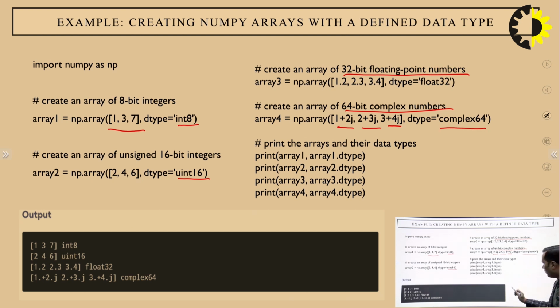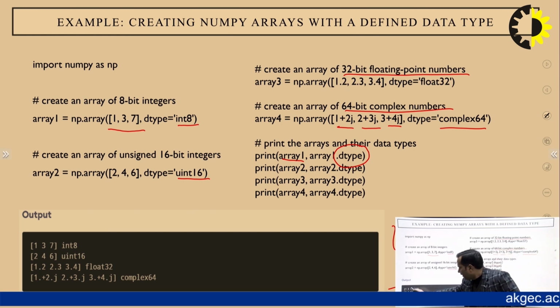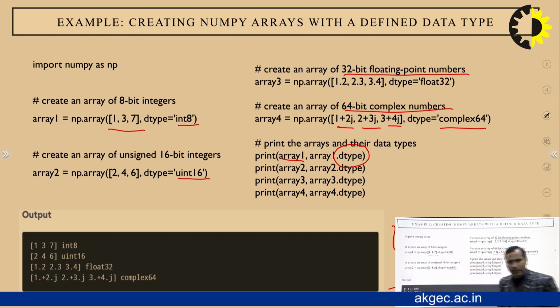And if we print all these, we can have this particular output. So we are displaying here the array and the array data types by the dtype parameter. If we want to print the data types also, we can print the array and the dtype. So here is the array and this one is the data type.